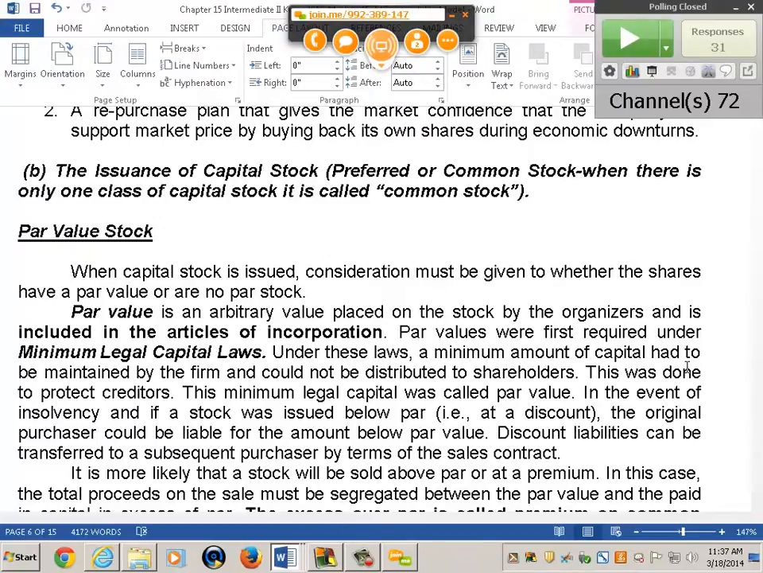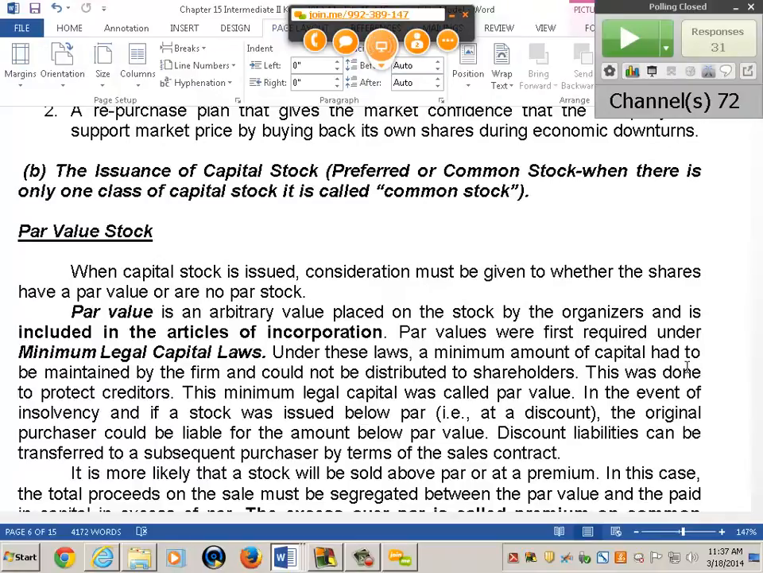So minimum legal capital laws were designed to protect creditors, and you had to leave in the company minimum legal capital, which was specified as par. In fact, if you bought stock at a discount below par and the company goes bankrupt, you could be liable to pay that back to the company in the case of bankruptcy. So it got a little bit interesting when you had minimum legal capital laws. Why were they now, I guess, ineffective?